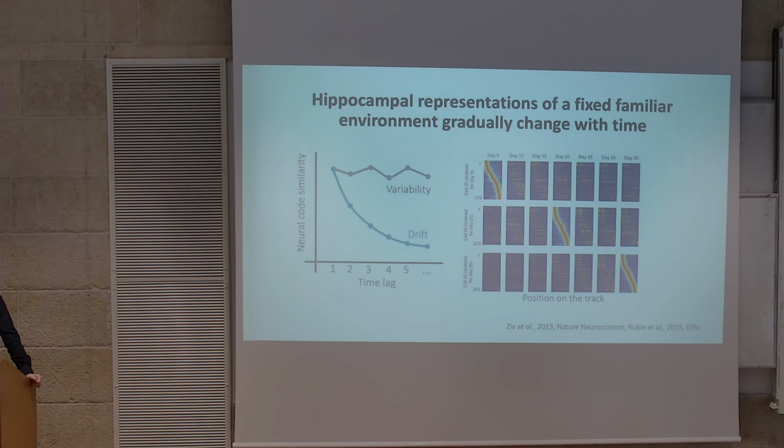And since we found that, several other groups have found similar phenomena, similar representational drift, in the hippocampus, in different subfields of the hippocampus, using different techniques, both 1-photon and 2-photon imaging, electrophysiology, and also outside of the hippocampus using different techniques. So we know today it's more prevalent than we thought.